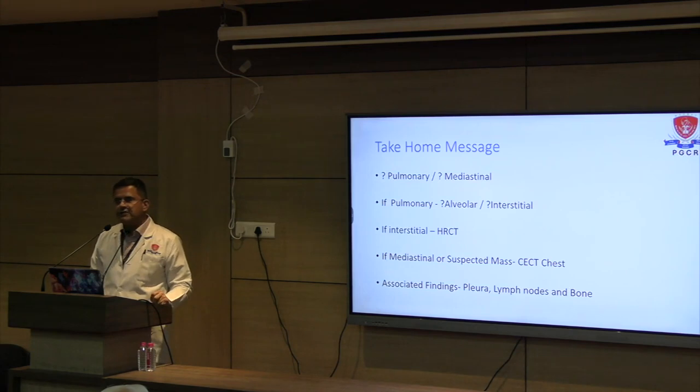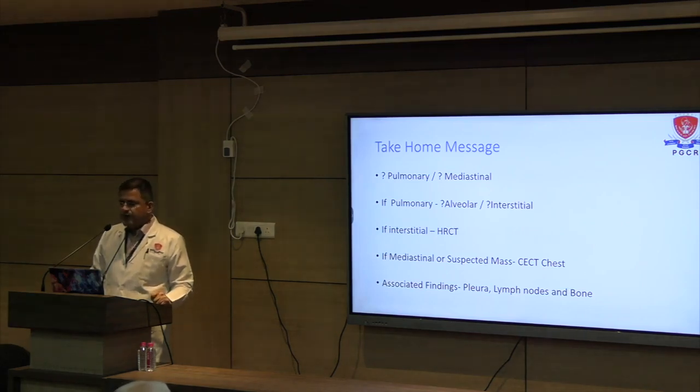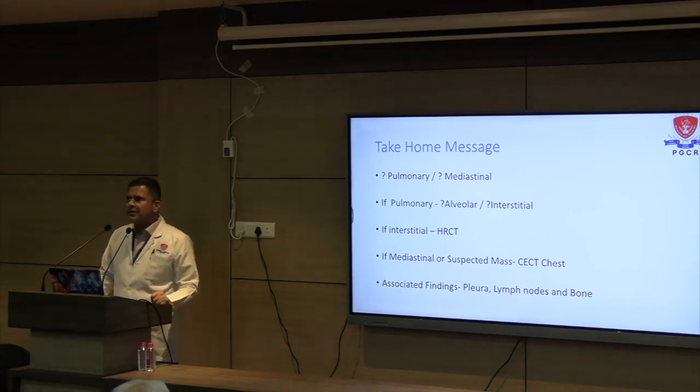There are very clear indications for HRCT chest and CECT chest. We don't need a contrast in all the scans. Then we'll have to see for associated findings like pleural effusion, lymph nodes and bony erosion.